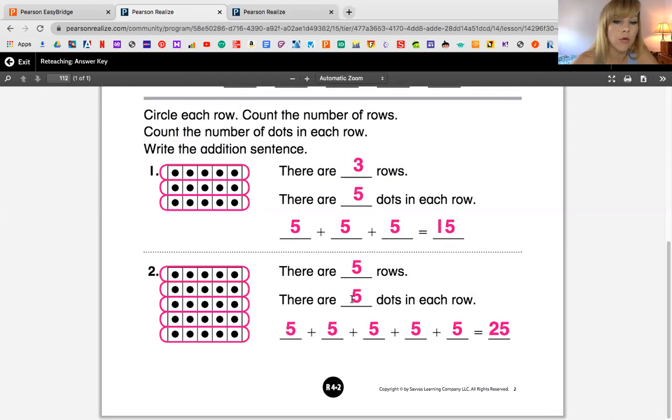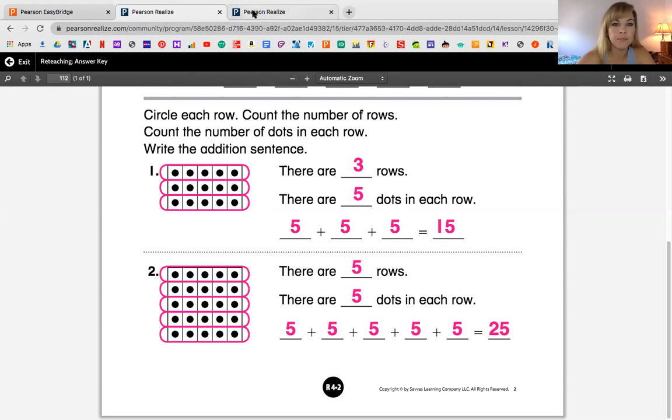So when I counted the row, there were 5 dots in that row. So I'm doing 5 plus 5 plus 5 plus 5 plus 5. I'm adding 5, 5 times. So 5 plus 5 plus 5 plus 5 plus 5 equals 25, or 5 times 5 equals 25.